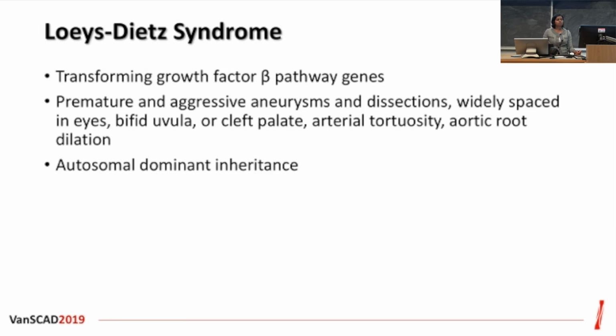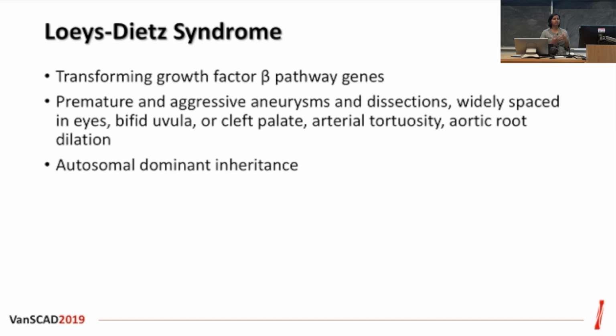Loeys-Dietz syndrome is due to mutations in the pathway of genes that are involved in the TGF-beta signaling pathway. TGF-beta has a number of different kinds of effects throughout the body, including how the connective tissue comes together. It's in general a fibrosis pathway, so whether there's additional fibrosis in the vascular tissue, making it more fragile in certain ways. So this is a syndrome with premature and aggressive aneurysms, dissections.